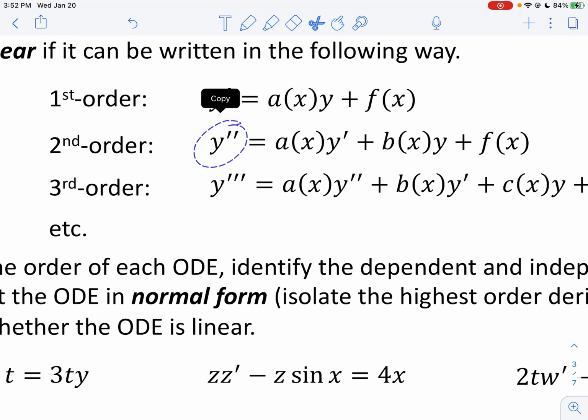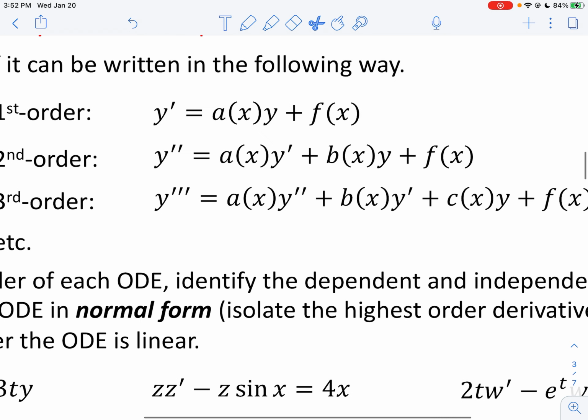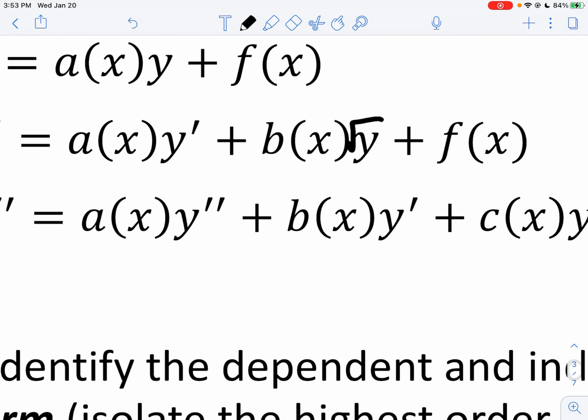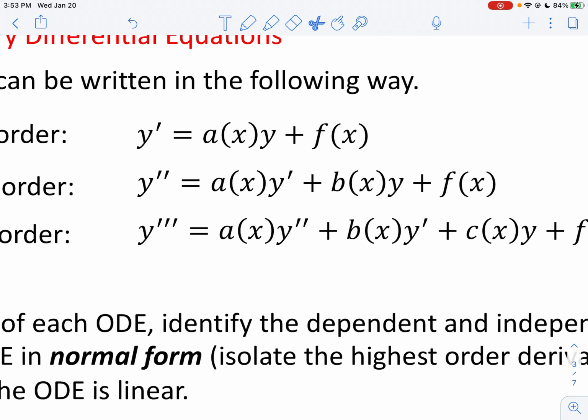A second order one will have the y double prime isolated, and on the other side we have a y prime raised to the first, a y raised to the first, and then we have coefficients. It could be any functions of x, doesn't matter, and then you could have a function of x over here off on the side. So this would no longer be linear if I put a square root on that y. Why not? Because that would mean a 1/2 power, and a 1/2 power is not a 1 power. So it has to be this form in order to be linear. y prime to the first, y to the first.